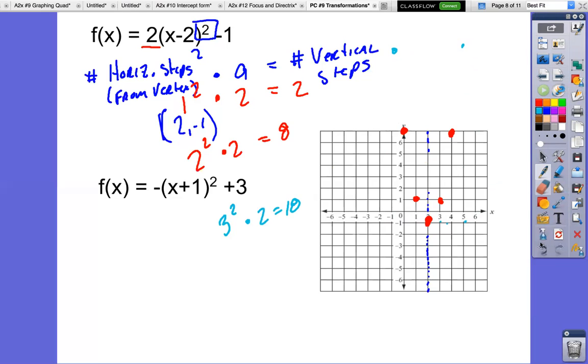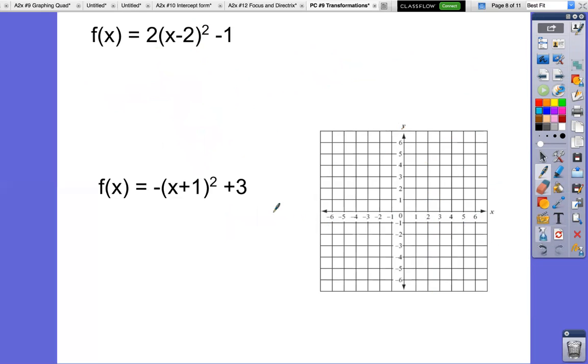Now, let's do this again. What's my vertex here on number 2? Is it -1, 3? Perfect. So -1, +3. Now let's describe the transformation. So what's this negative out here done? It's reflected over the x, which means it opens down, right?